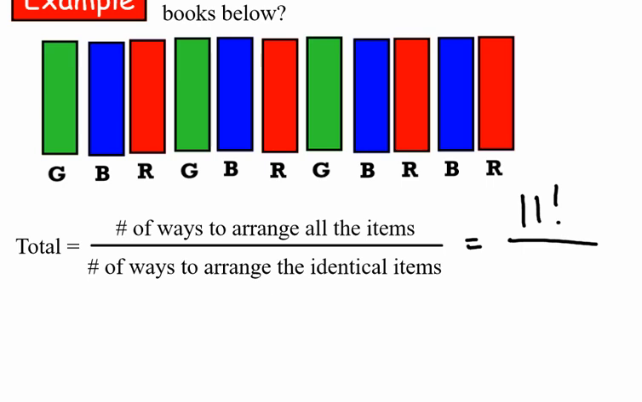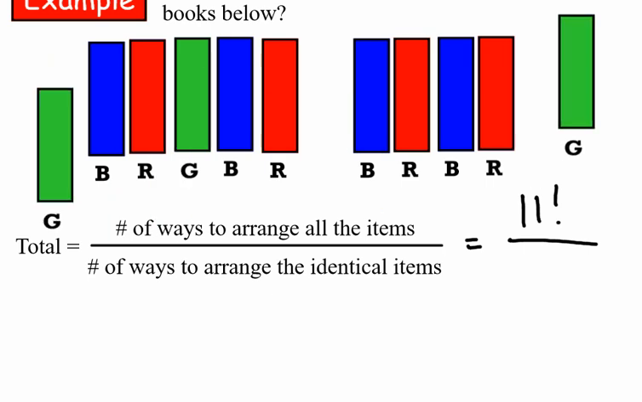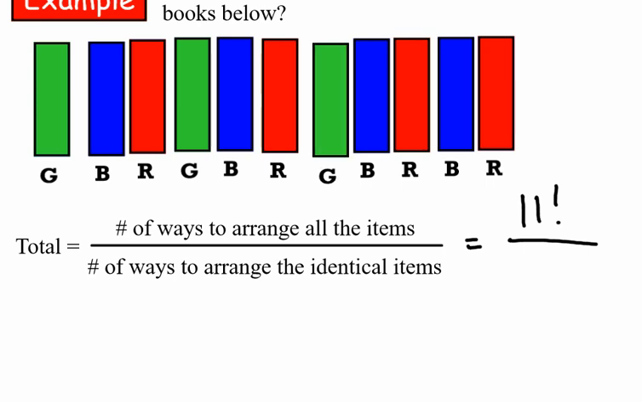But I'm really overcounting some of these. Some of these I'm thinking are unique, but they're really not. Like, for example, if I change this first green and this last green, and I switch their spots, would you say that arrangement is any different? No, you'd still say it's green, blue, red, green, blue, red, green, blue, red, blue, red. Same arrangement. So I've overcounted some of these. Well, how many ways have I overcounted the greens? Well, that's really how many ways could I rearrange these 3 greens.